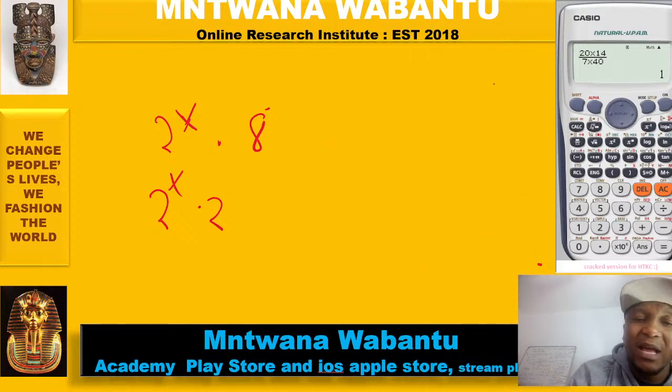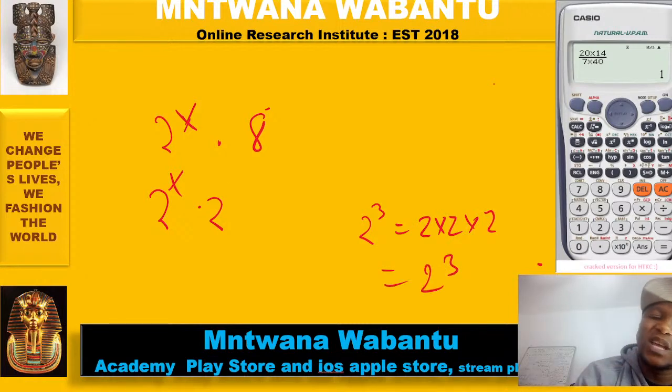So then we're going to say 8. What is 8? 8 I know is 2 power cube, because it's like 2 times 2 times 2. So it's like 2 power 3. So instead of saying 8, I'm going to say 2 power 3. Why did I change it like that? Because my intention is I want this and this base to be the same, because I want to apply the rule here.